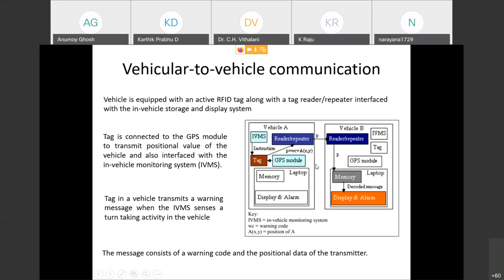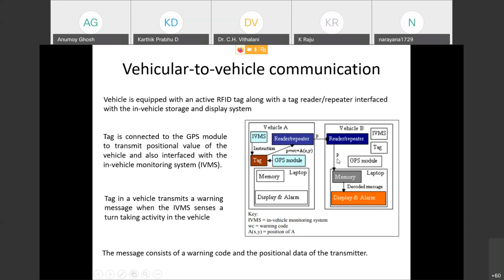The signal will be sent out in every direction. Now in vehicle B, this repeater reader card is acting as a reader, because it is reading the signal which is given out by the tag. It is first sensing this warning code WC. Whatever it is getting, it feeds to the memory through a middleware. Now in the memory it will decode this warning signal.